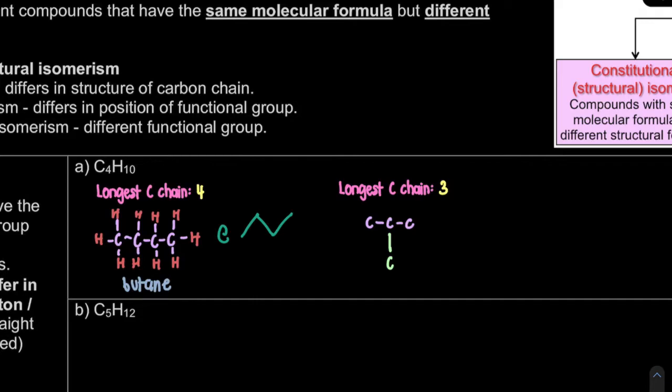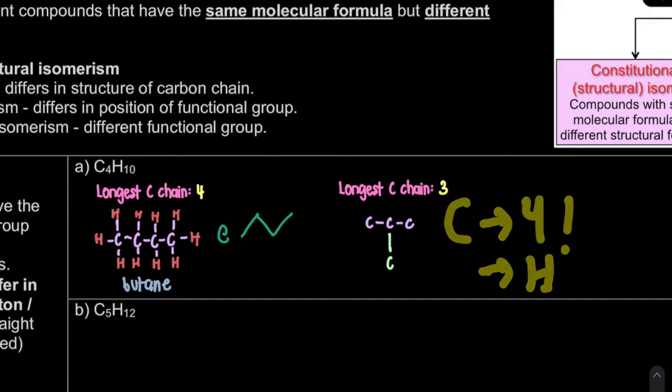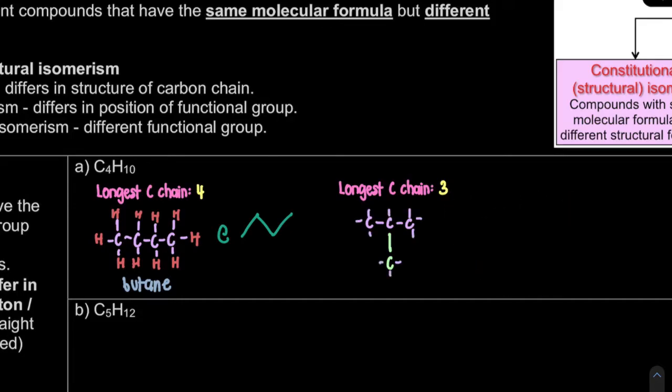So what should we do next? Remember, each carbon must have 4 bonds, and that must be bonded to our hydrogen. Okay, so this is the structure. How about the naming first? We're going to look at the naming. The longest carbon chain is 3, so for 3, the name will be propane.